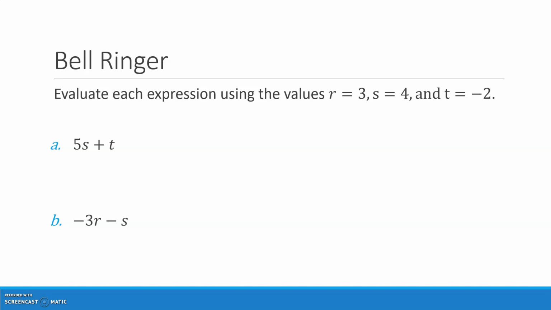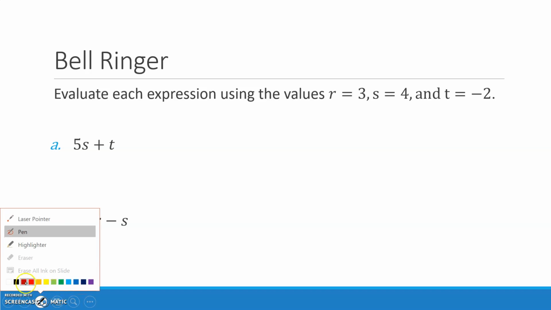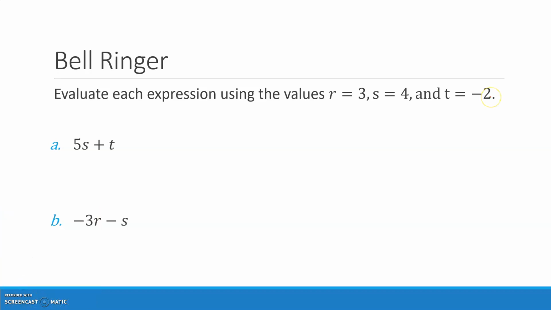Evaluate each expression using the values r equals 3, s equals 4, and t equals -2. So anywhere we see an r, we put a 3. Anywhere we see an s, we put 4. And anywhere that we see t, we put -2.